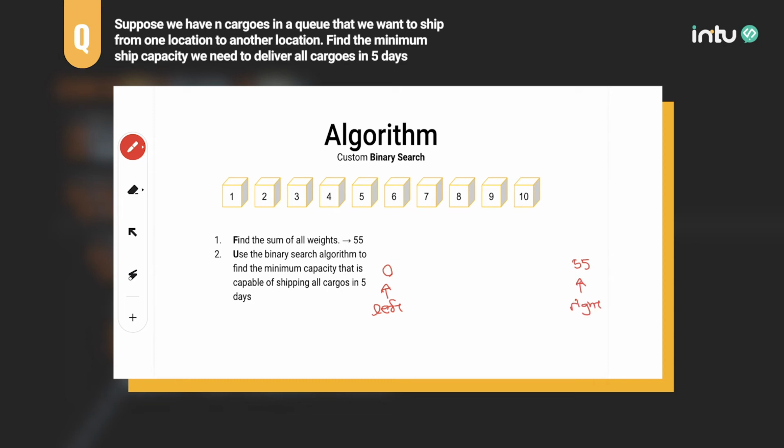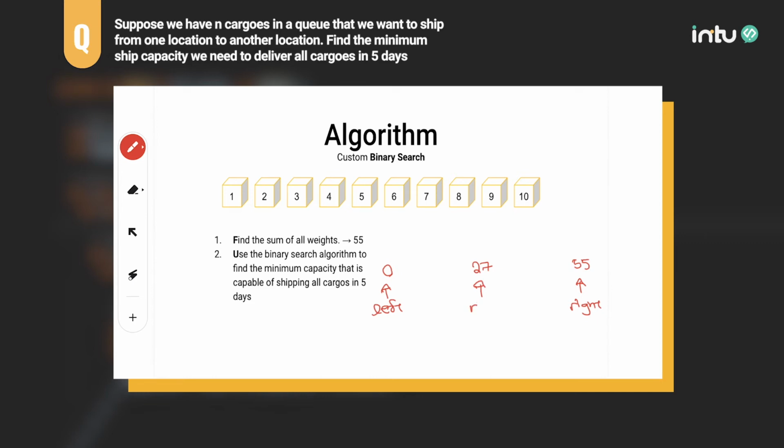By the way, binary search is all about having left and right pointers and trying to reduce the remaining possibilities by half. So in this case, I'll start by finding the middle point, which is 27, and see if we can ship all the cargoes with a minimum capacity of 27 within 5 days. In this case, it is possible. On your own time, you can calculate this as well.